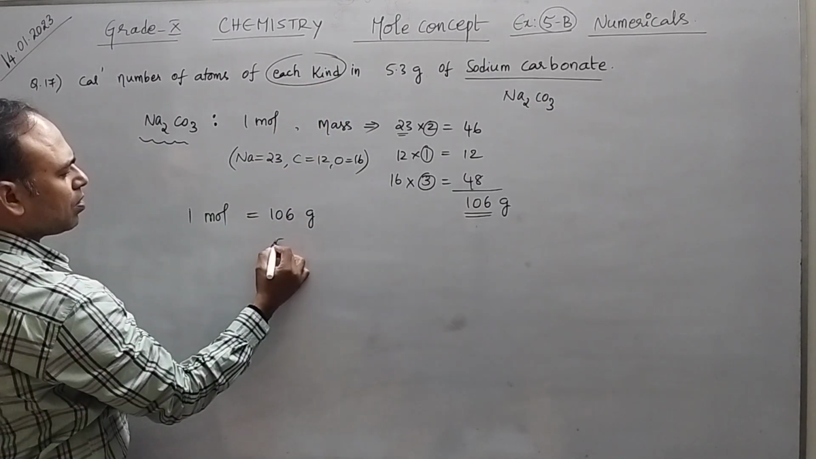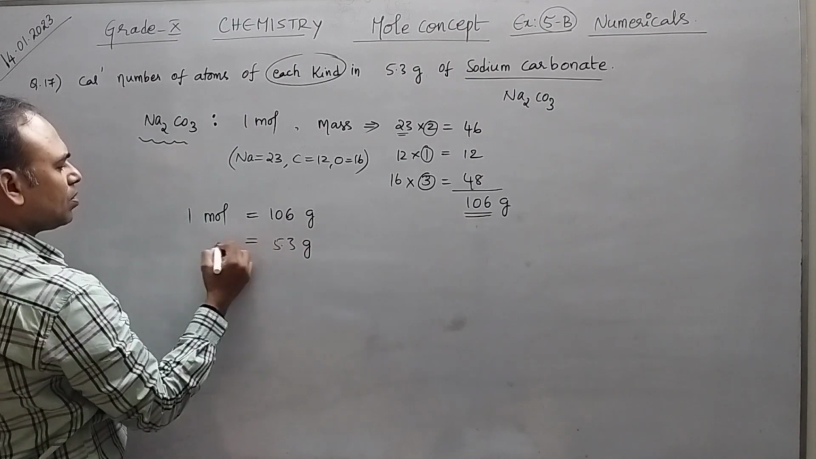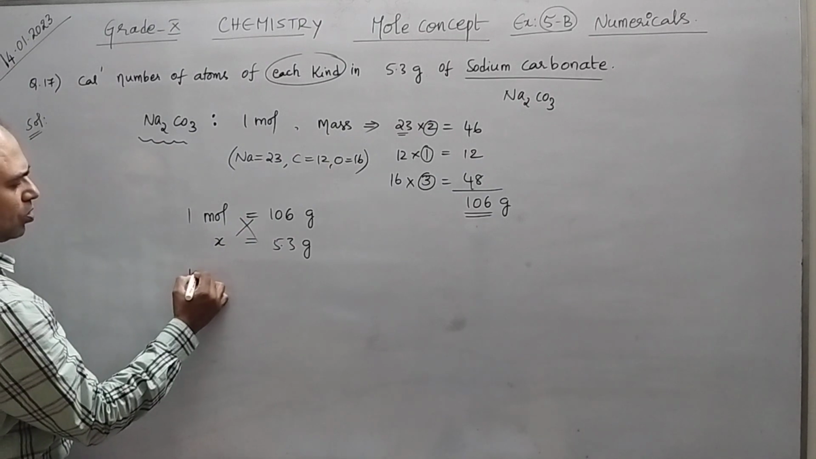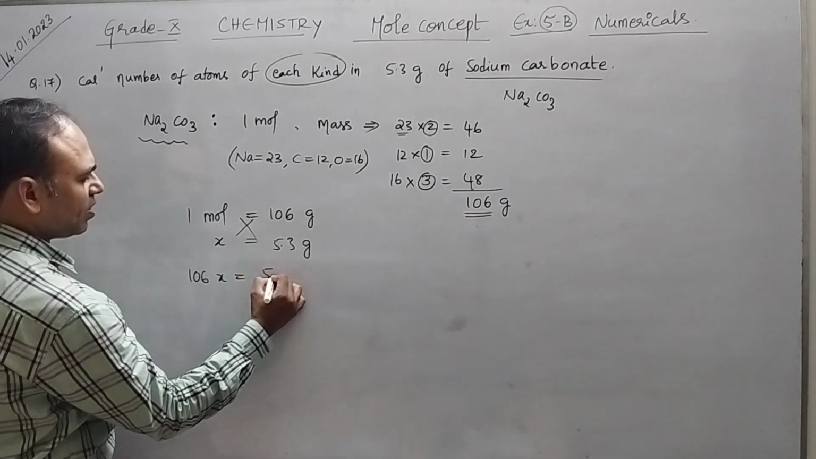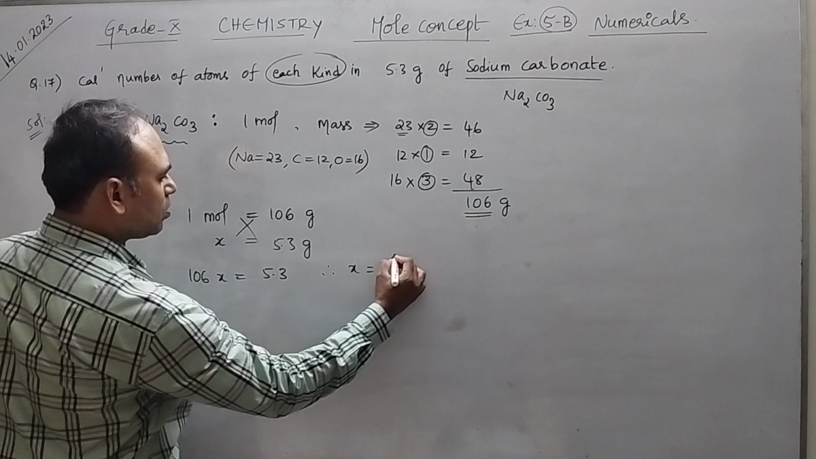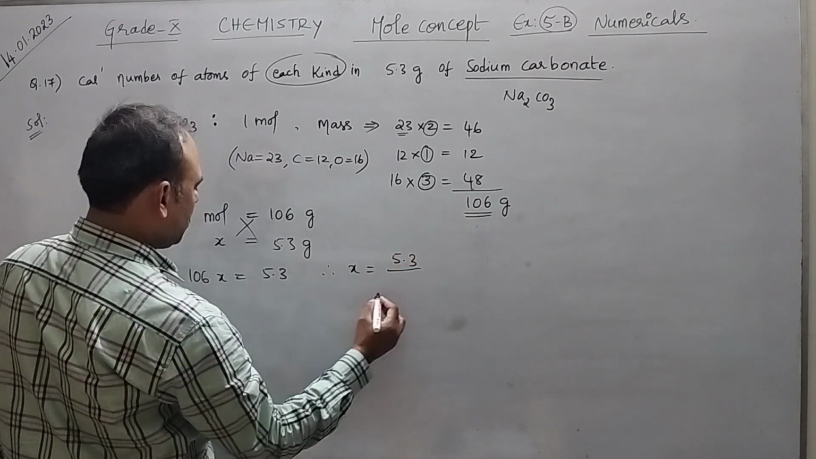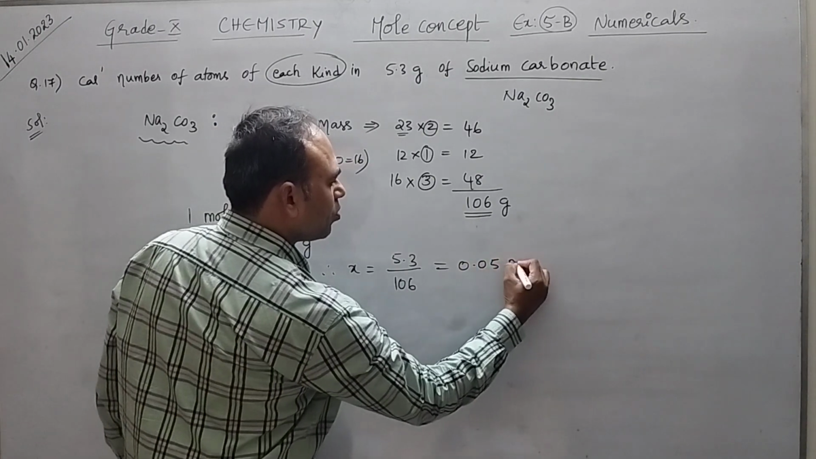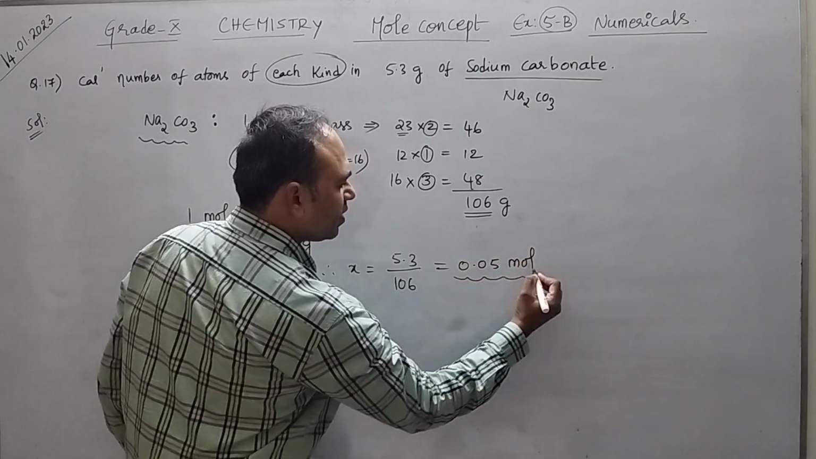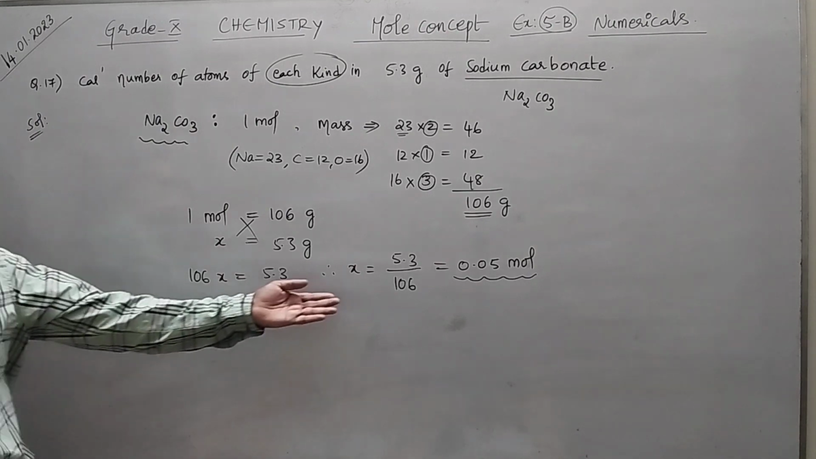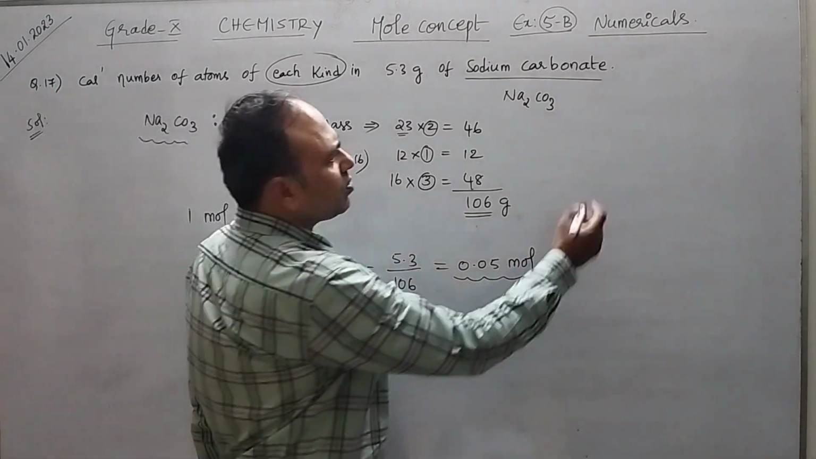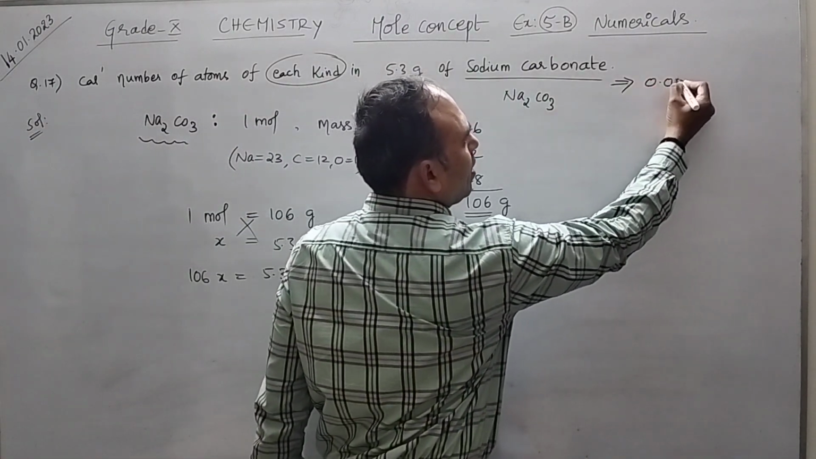Now they have 5.3 grams. So you need to calculate this. How to calculate X? 106 X is 5.3, therefore X is equal to 5.3 by 106, nothing but 0.05 mole. Slowly you solve it, you will get the same answer, 0.05 mole. So finally what we understand here is, if you take 5.3 grams of sodium carbonate, it has 0.05 mole.